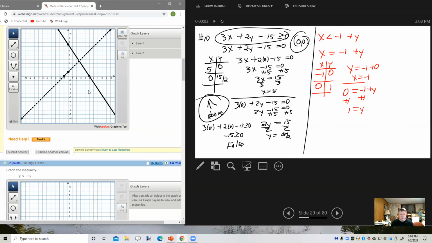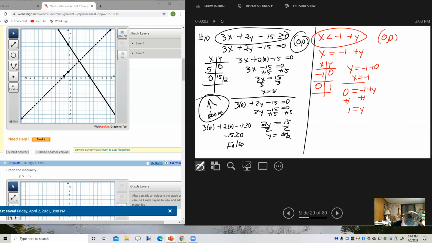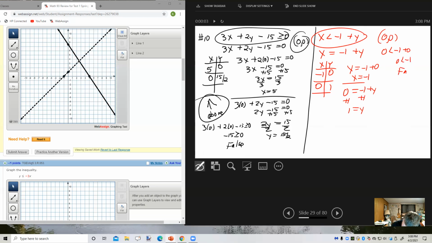Okay. Again, I could use 0, 0 as a test point. So let's put that in here. 0 less than negative 1 plus 0, 0 less than negative 1. That's false. So for the dashed line, 0, 0 is not correct, so the fill would be above it. Okay, so if it's above for the dashed line, and it's above for the solid line, the intersection would be up here. Once again, let's pick a point and make sure.